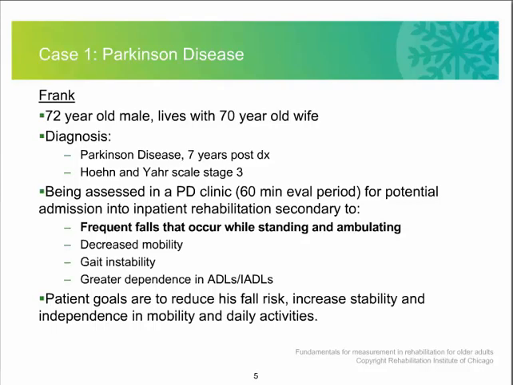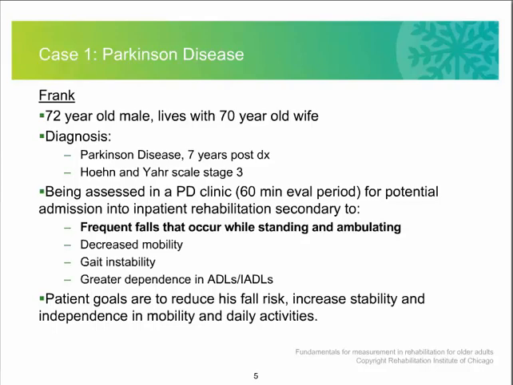Frank lives independently with his wife, who is 70 years old. Because of health concerns, his wife is unable to physically assist him with mobility. Frank is being assessed in a Parkinson's clinic for potential admission into inpatient rehabilitation. His chief complaint is that he is experiencing frequent falls while standing and ambulating. He also reports decreased mobility, gait instability, and greater dependence in ADLs and IADLs. Frank's primary goal is to reduce his fall risk. His secondary goals are to increase independence and mobility in ADLs.